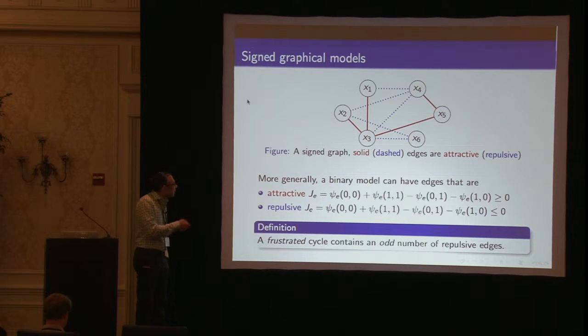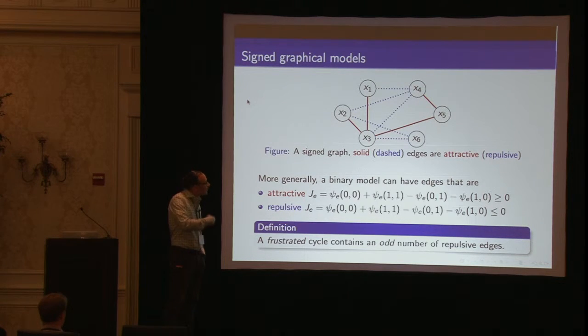So we're going to see that, for example, a frustrated cycle exists because it contains an odd number of repulsive edges. So here's a frustrated cycle, x3, x5, x4. That's got 1 repulsive edge, which is an odd number. And so that's a frustrated cycle. And the reason this is frustrated is because if you did a local message passing algorithm like belief propagation, it's never going to settle down. And we can just see that very intuitively here.